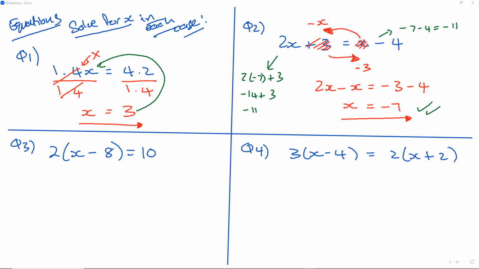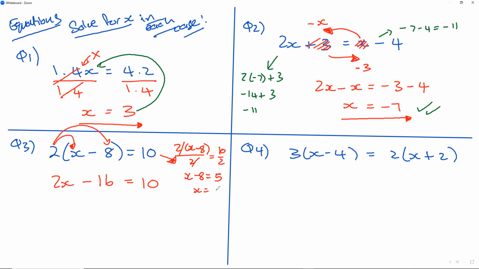The next one, I've got a bracket. So the next one, I have to multiply the number into the bracket, and that will become 2x minus 16 equals 10. The other option I could have also done is divide both sides by 2. So by taking 2x minus 8 and dividing it by 2 on both sides will get me x minus 8 equals 5. And then plusing 8 on both sides means x will be 13.